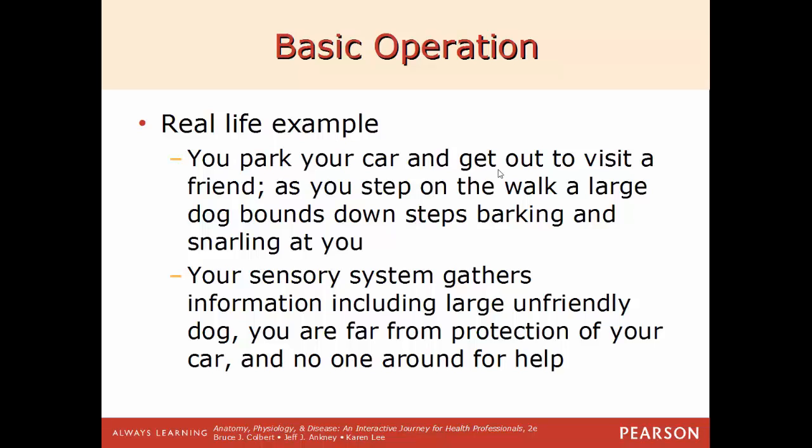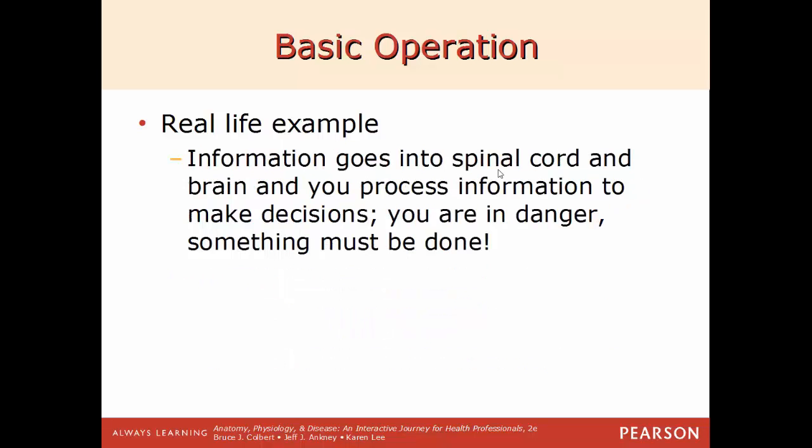Your sensory system will gather information, including a very large, unfriendly dog who's growling at you and staring you down. And you are out of your car, so you aren't being protected, and there's no one around to help. So information goes into your spinal cord and into your brain to process information so you make a quick decision. It tells you that you're in danger and you gotta do something.